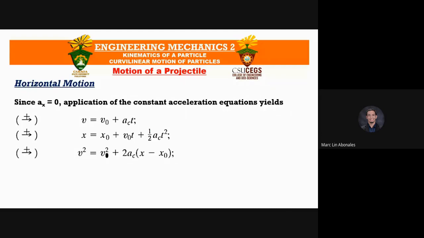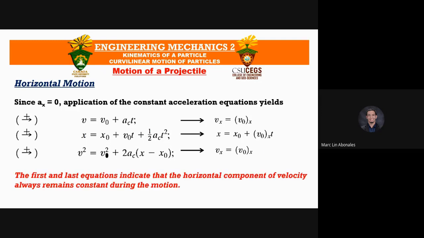So using these equations, and when we substitute the corresponding values based on the figure earlier, the initial velocity, final velocity, and also the initial position and final position, we will derive these three equations. If you notice, the first and last equations indicate that the horizontal component of velocity always remains constant during the motion.